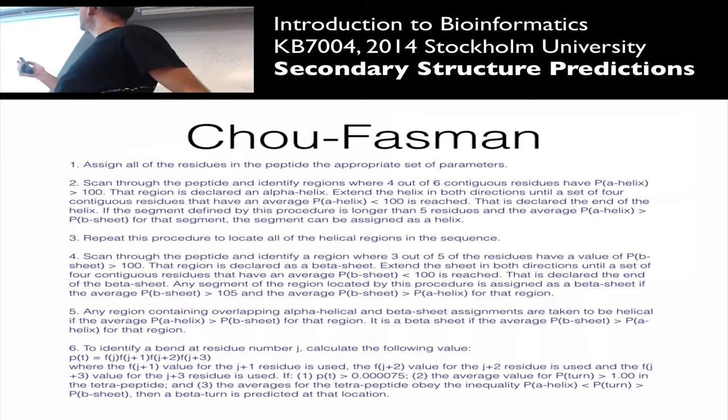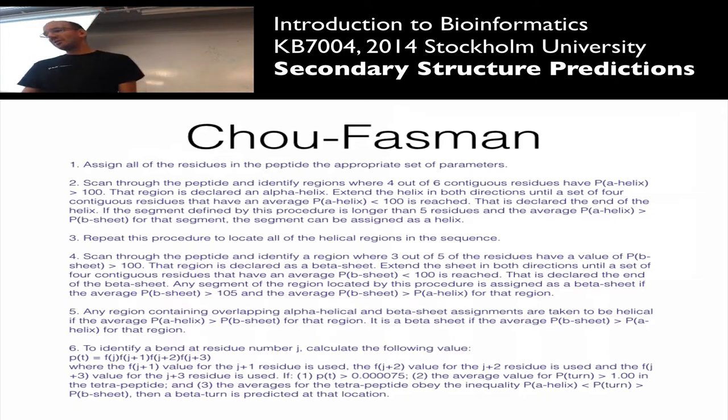So if you find something, 4 out of 6 residues that have a P alpha higher than 100, then you assign it to helix, and if it's longer than that, then you use the same thing for beta sheets. You do that for the whole sequence, and you use them for beta sheets, and then you take basically everything else and call it a loop. Alright, so there are different rules there.